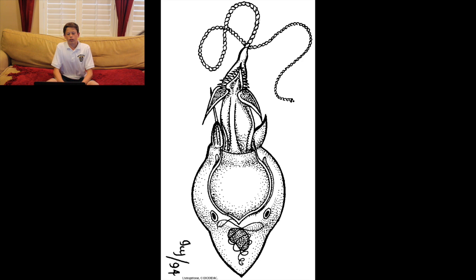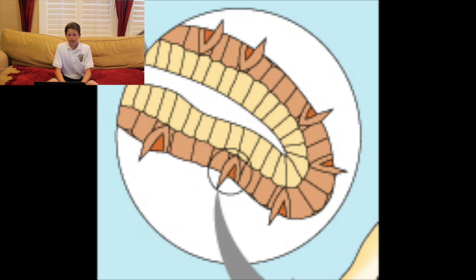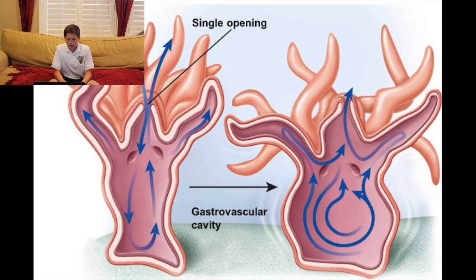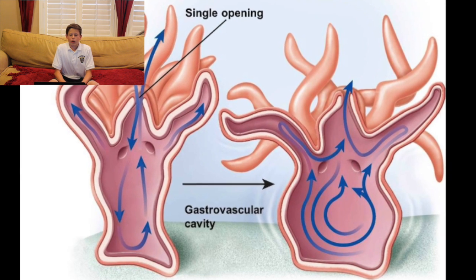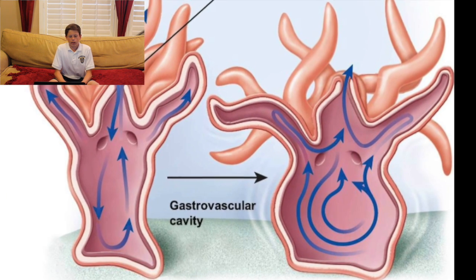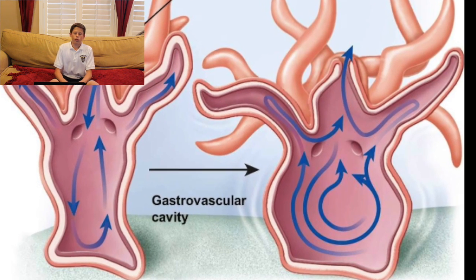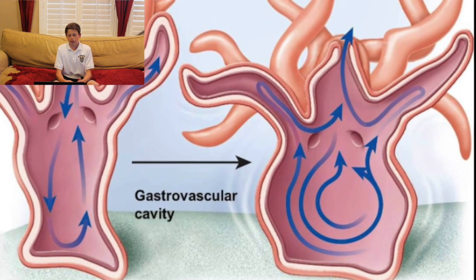Cnidocytes are stinging cells on cnidarian tentacles that protect them and capture prey, so it's their defense mechanism. Cnidocytes contain nematocysts, which are capsules that hold a coiled thread-like tube containing poisons and barbs. Inside a cnidarian is a space called a gastrovascular cavity, which the mouth of the cnidarian leads to. And cnidarians have a simple anatomy, so the waste also comes through the mouth as well.